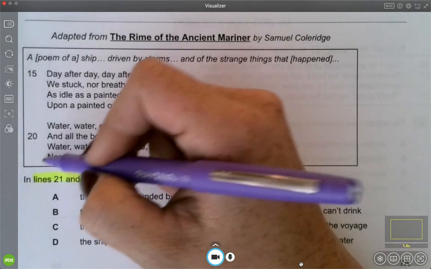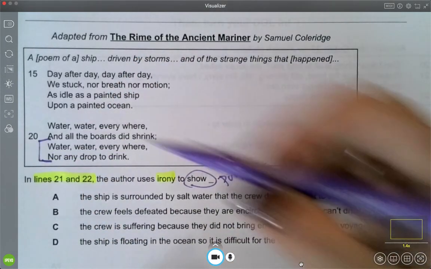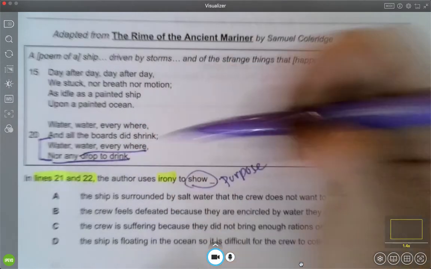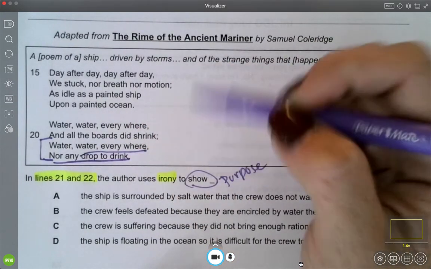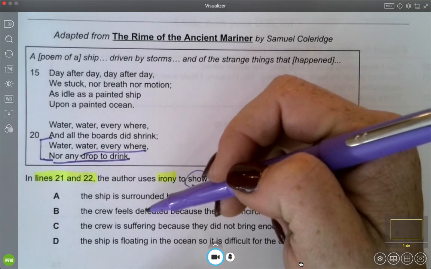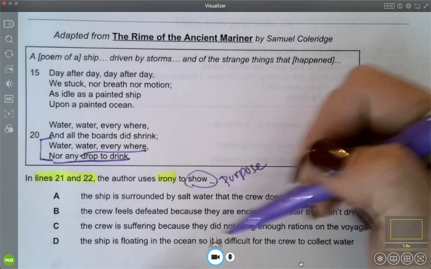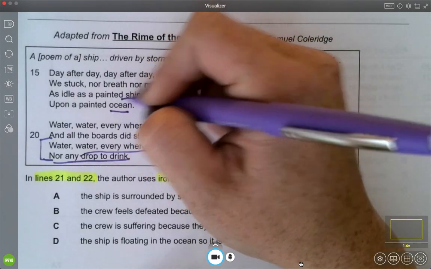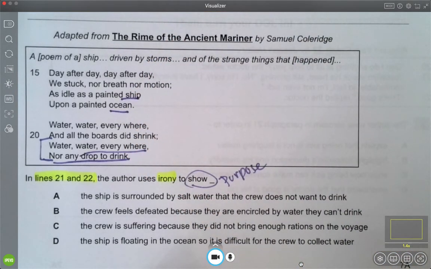If I go to lines 21 and 22, I see that it says water everywhere, but then it says nor any drop to drink. My answer choices talk about a ship, a crew, a ship, and if I look back into the text, I can see the words ocean and ship to give me some context of what's going on.